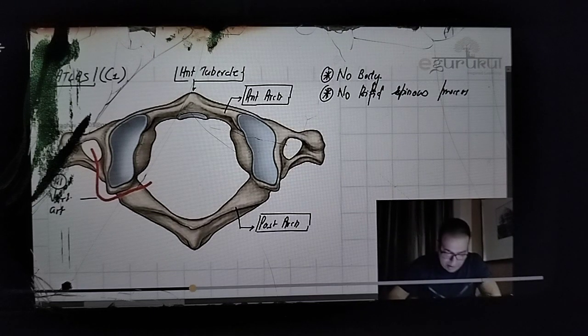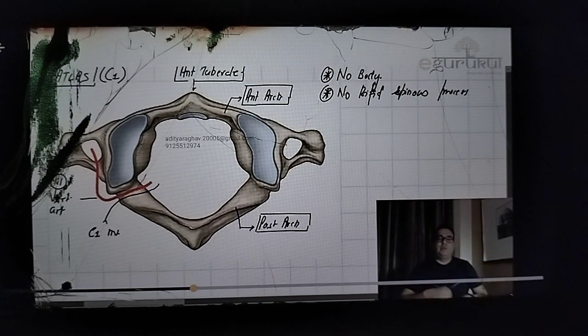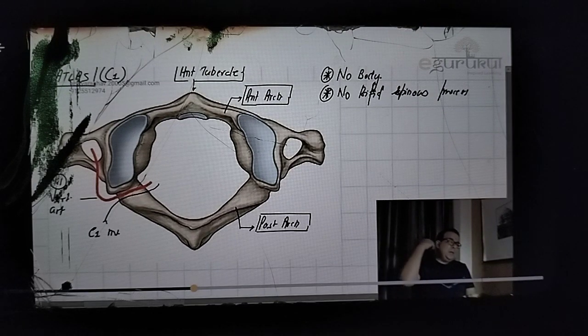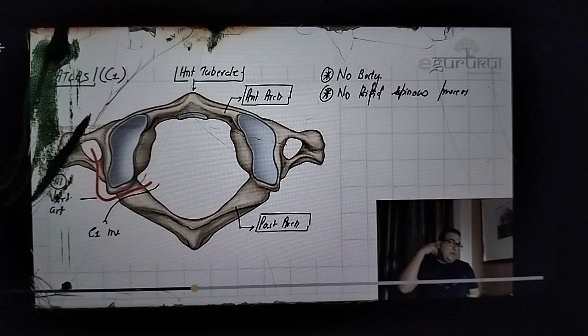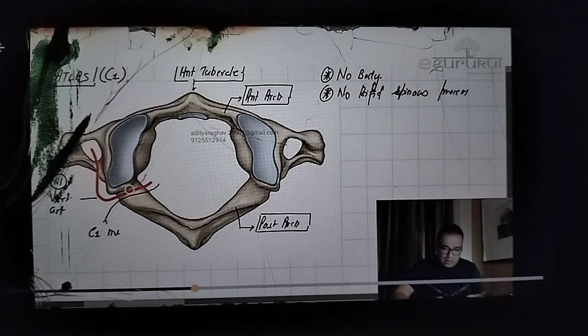It also gives passage to the first cervical nerve, the C1 nerve. The C1 nerve also comes out from there. Where will the C1 nerve come out? The C1 nerve will come out between the base of the skull and the first cervical vertebra. So it will come out from here. So we have a sulcus present here.